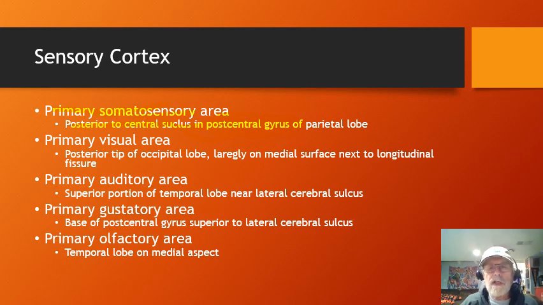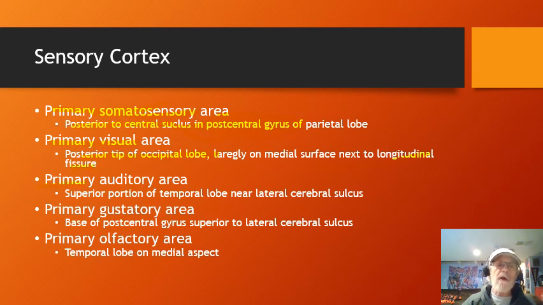There's also a secondary somatosensory area that's adjacent to it, just posterior to that. We have the primary visual area, which is at the occipital lobe. If I look at the occipital lobe, we know the longitudinal fissure divides the right occipital lobe from the left occipital lobe, and tucked inside that longitudinal fissure is where most of the primary visual cortex would be. So it's next to the longitudinal fissure.